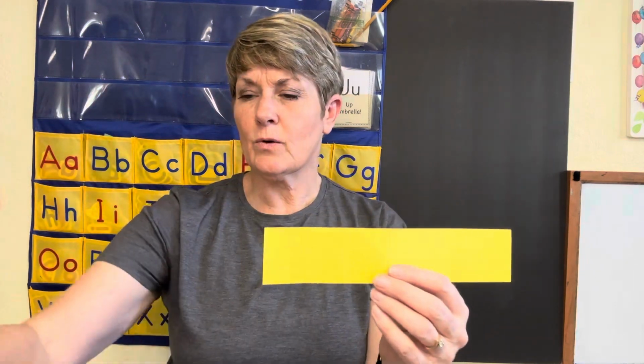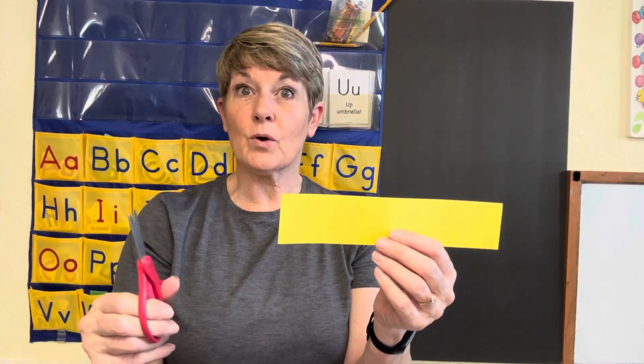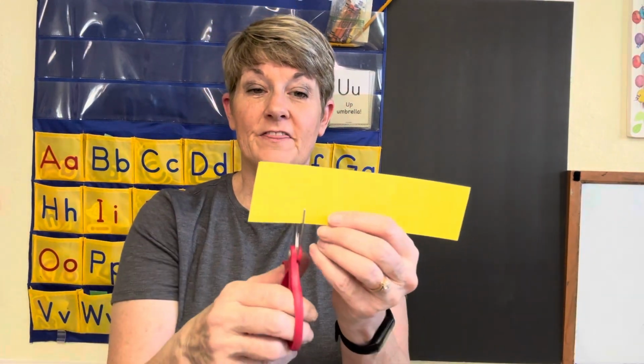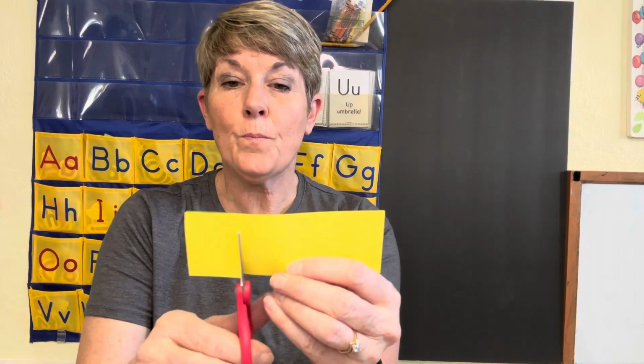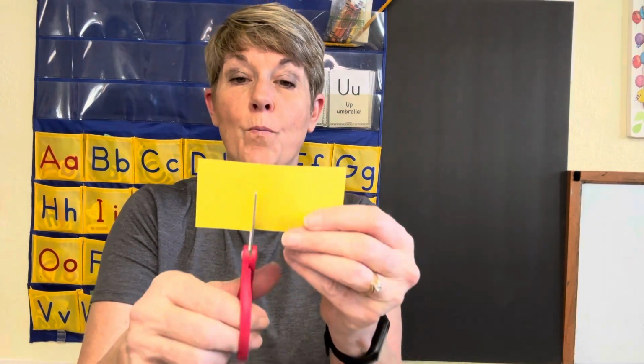Let's get a yellow one. And we're going to cut. And while we're cutting, we're going to do the scissor rhyme. Open and shut, open and shut. This is the way we cut, cut, cut. Put your fingers on the bottom. Your thumb is on the top. Hold the paper. Don't let it drop. Open and shut, open and shut. This is the way we cut, cut, cut.